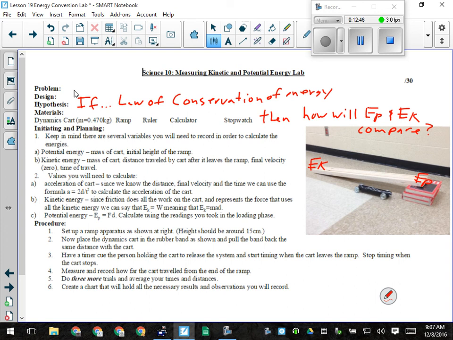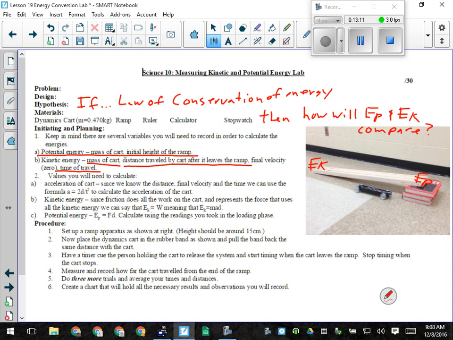Okay, so potential energy. Keeping in mind that there are several variables you'll need to record in order to calculate energy. To calculate the potential energy, we need the mass of the cart and the initial height of the ramp, and obviously acceleration due to gravity. To calculate the kinetic energy, we need the mass of the cart, the distance traveled by the cart after it leaves the ramp, and the final velocity of the cart, which is 0. And also we need the time of travel.